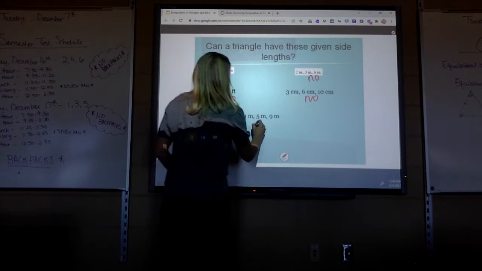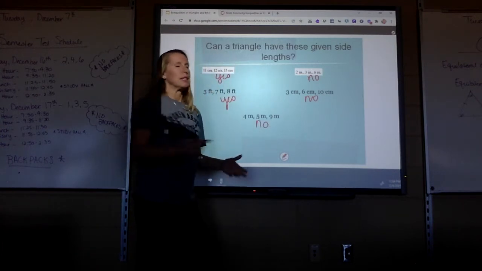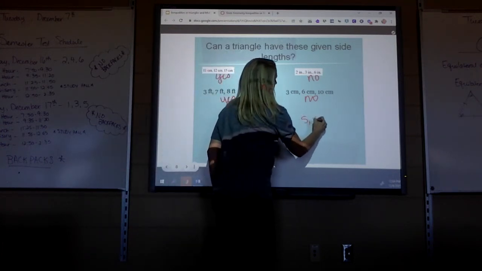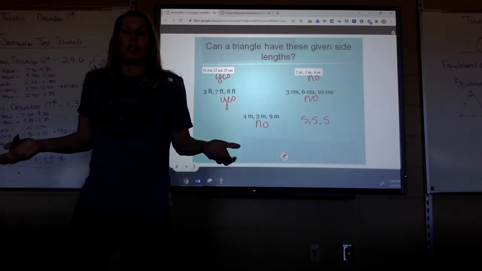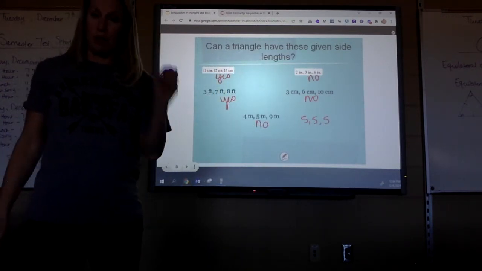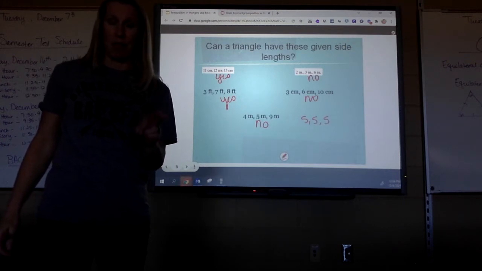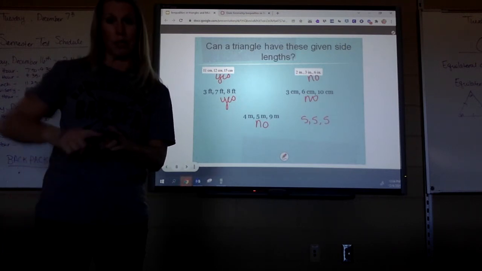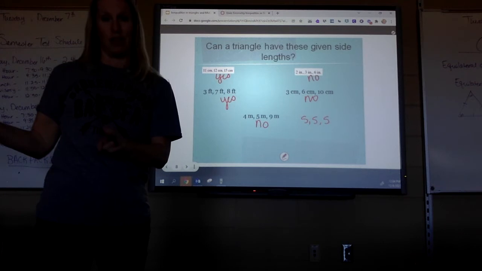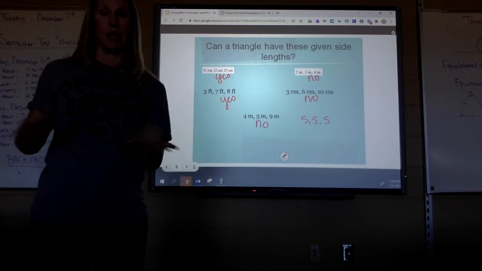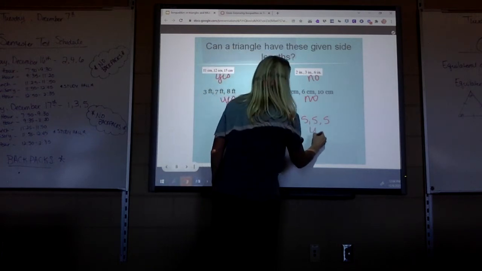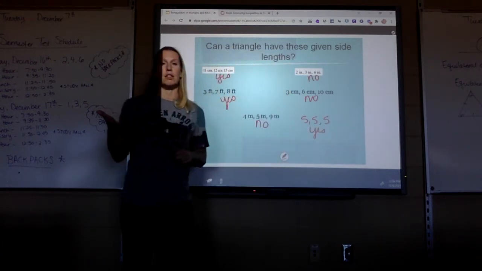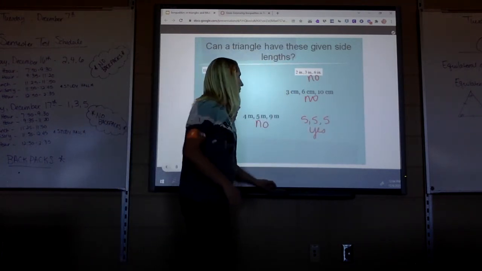I've had people say it's an equilateral. All three sides are 5. So they're like, well, which sides do I add? Well, it doesn't matter. They're all the same. But if you add two of the sides together, 5 plus 5, you know it's going to be bigger than the third side. So that's always a yes. So an equilateral triangle will always make a triangle. So if all three sides are the same, yes, it's a triangle.